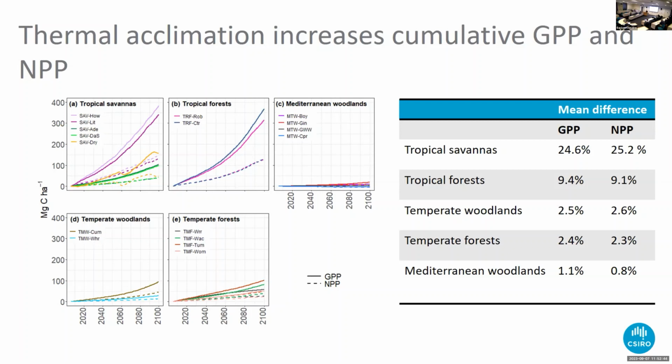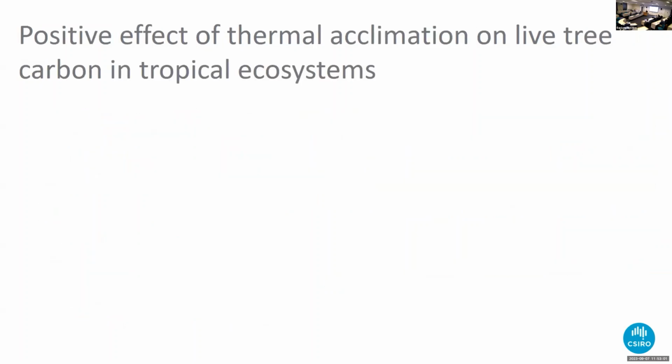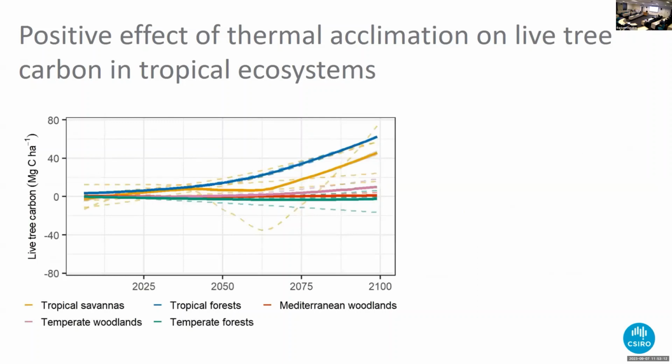And we've calculated the thermal acclimation effect, which is the difference between the thermal acclimation on and the thermal acclimation off run, the annual live tree carbon divided by the historical period. And sorry, the historical baseline. And again, what we see is a strong effect on the tropical ecosystems, with the greatest effect on the tropical forests with about 50 megagrams per hectare greater at the end of the century, compared to the tropical savannas with about 34 megagrams of carbon higher at the end of the century.